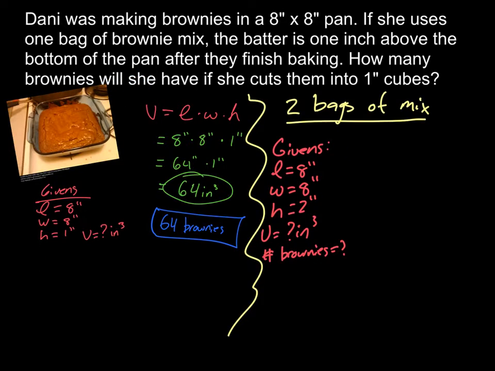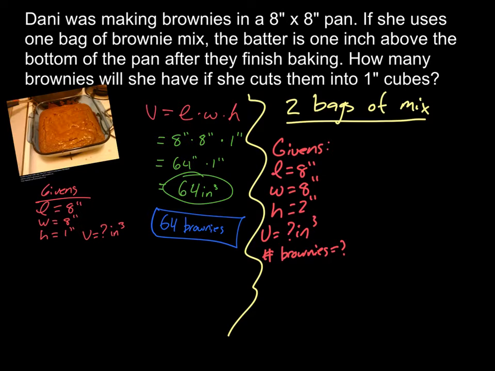So when we work through this, writing the givens again, our length doesn't change. We're still using the same pan. Our width doesn't change. Again, we're still using the same pan. Our height does change. We know that one bag is 1 inch tall, so 2 bags should be 2 inches tall. We're still looking for the volume, and we're still looking for the number of brownies.